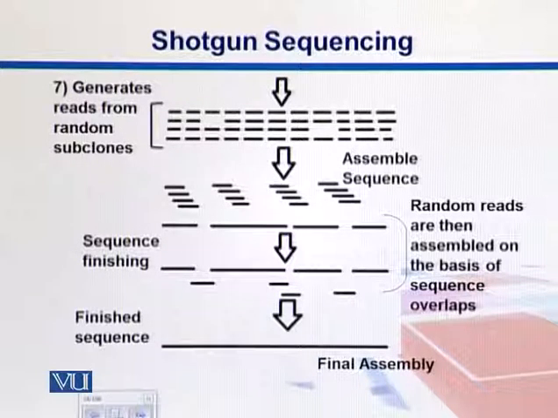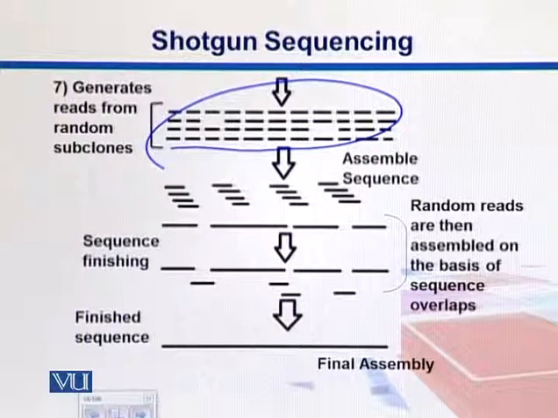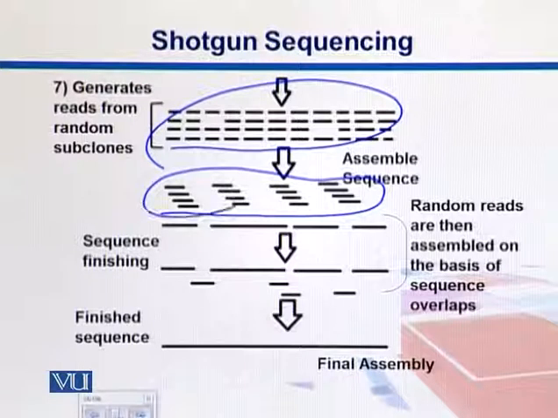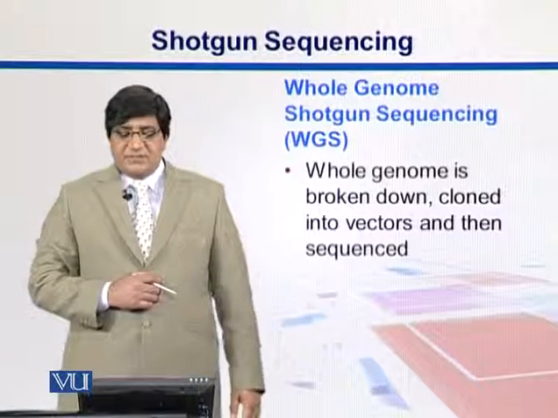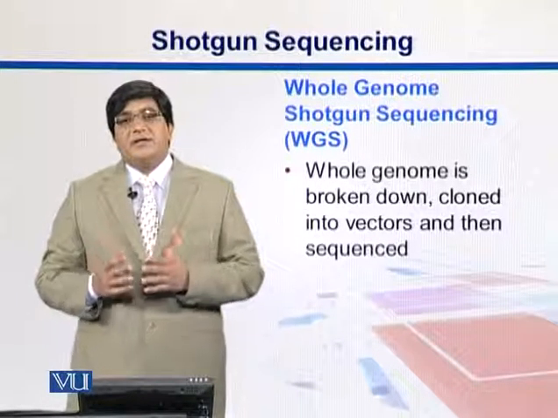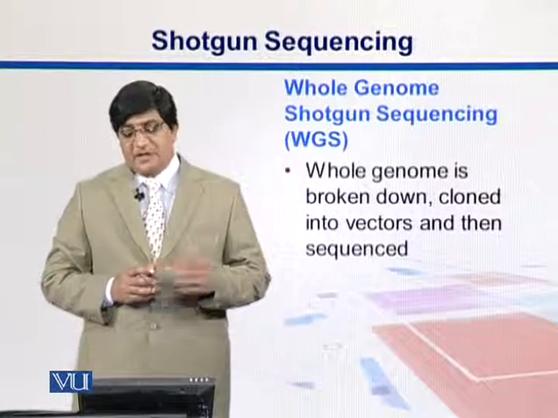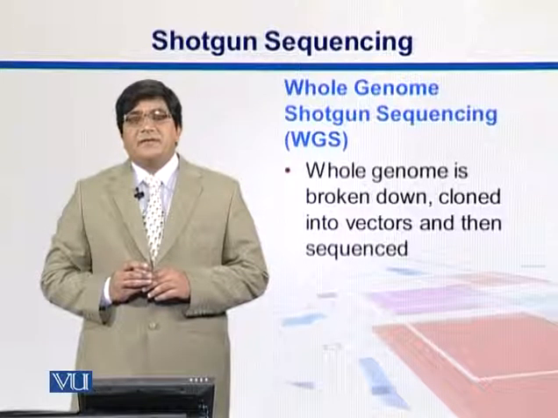The sequenced fragments coming out from sequencers are called reads. We take these reads and assemble them. There are different assembly packages or software, which we'll talk about later. After that, the reads are assembled together, the assemblies are finished, and finally we have the final assembly.